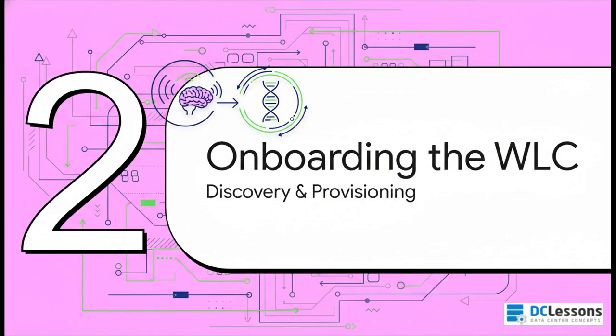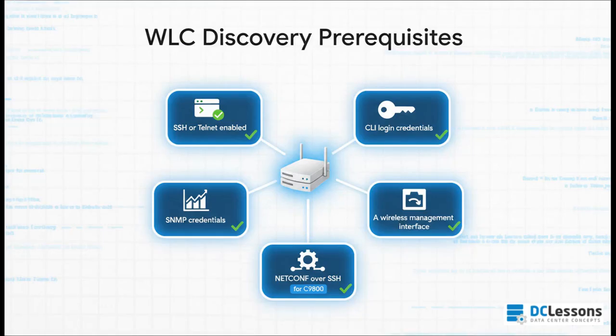So let's jump into our first big step, getting the brain of your wireless network, the Wireless LAN Controller, or WLC, into the DNA Center inventory. This is all about discovery and getting it provisioned. Now, before you can discover anything, your WLC has to be ready to talk. That means getting the basics in place. Enabling SSH or Telnet with your CLI credentials, setting up SNMP for monitoring, and having a management interface configured.